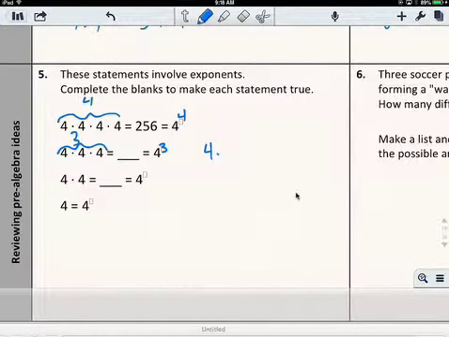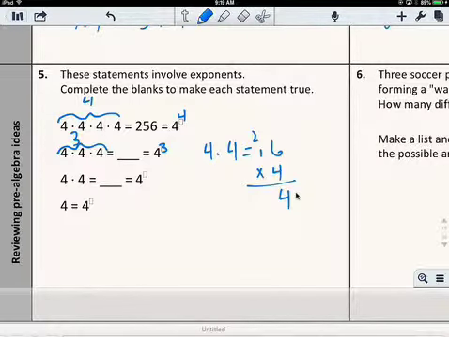4 times 4 equals 16. 16 times 4 again. 4 times 6 is 24. And I'll put the 2 up here. 4 times 1 is 4 plus 2 is 6, so 64. And so this must be 64. 4 times 4 is 16, and that's 4 to the 2nd. And then 1 4 is just 4 to the 1st.